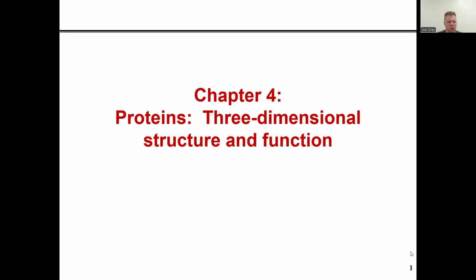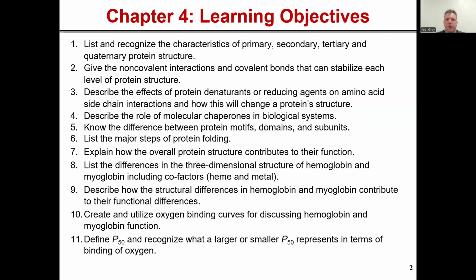So we're still in chapter number 3 and 4. It's kind of a blending of the end of chapter 3 with the beginning of chapter 4. I'm going to fill in some of the gaps and refer back to some of the things that I mentioned when we were talking about hemoglobin and its structure. But we'll do that as we encounter them. So here's your list of learning objectives.